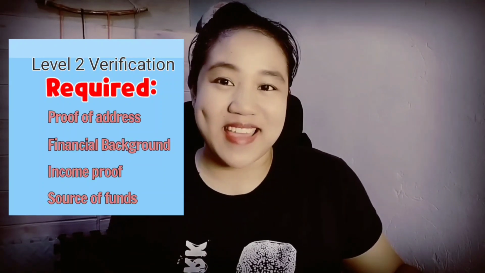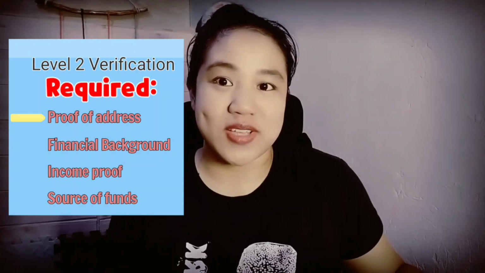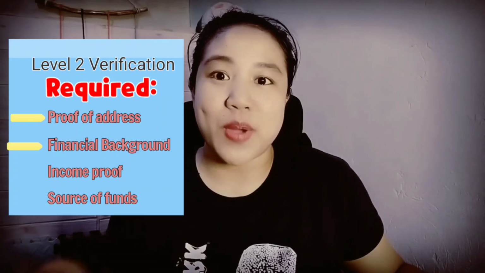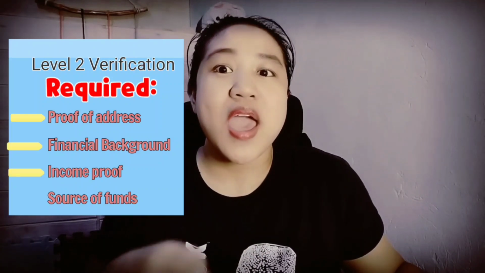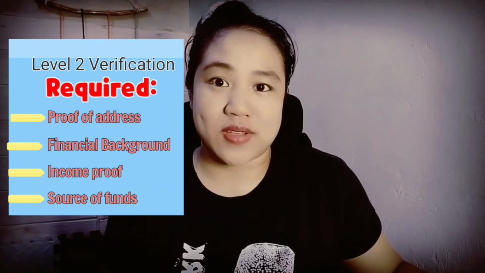For the level 2 verification that I haven't completed yet, this time we need to submit any proof of address. They will be asking us about our financial background, and we also need to provide income proof and source of fund, which is typically asked by any financial company.